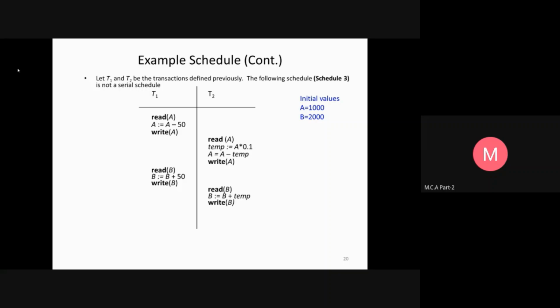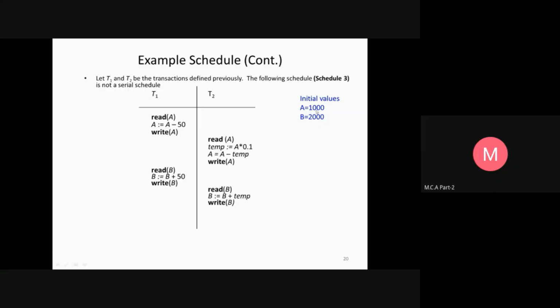In this example, we are having the instructions of T1 and T2 being interleaved. And because they're interleaved, the transaction monitor needs to see whether this particular execution sequence will lead to consistency or inconsistency in the database. So let's look and see whether this is going to be a consistent or inconsistent schedule. Okay.